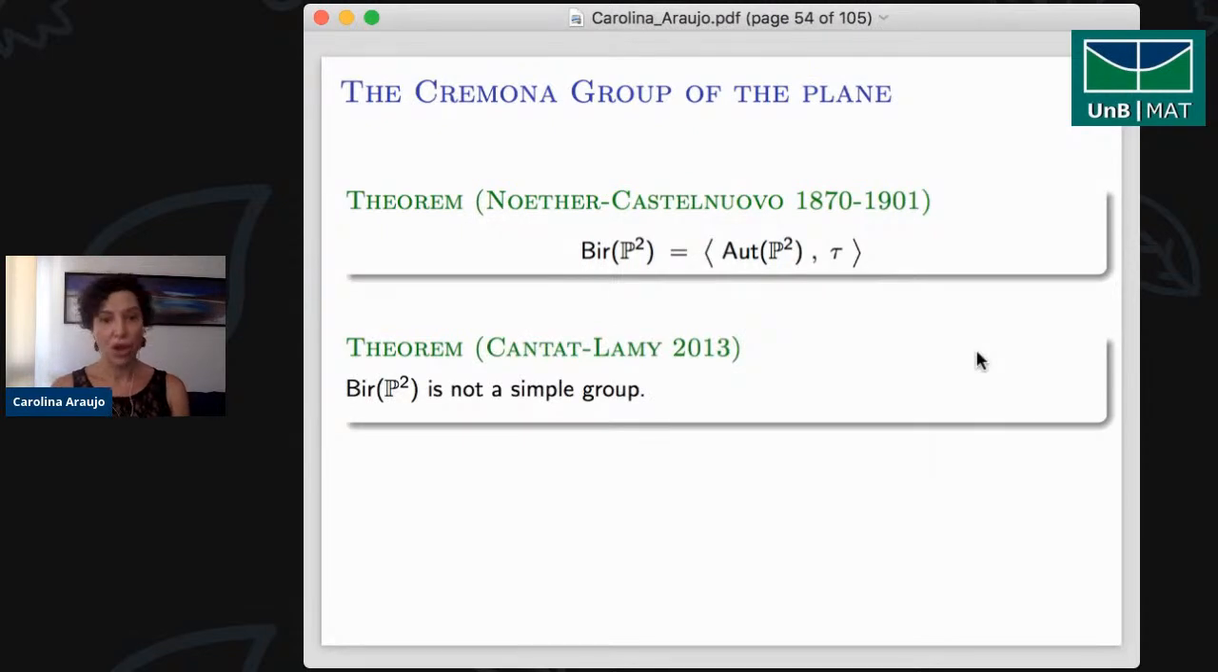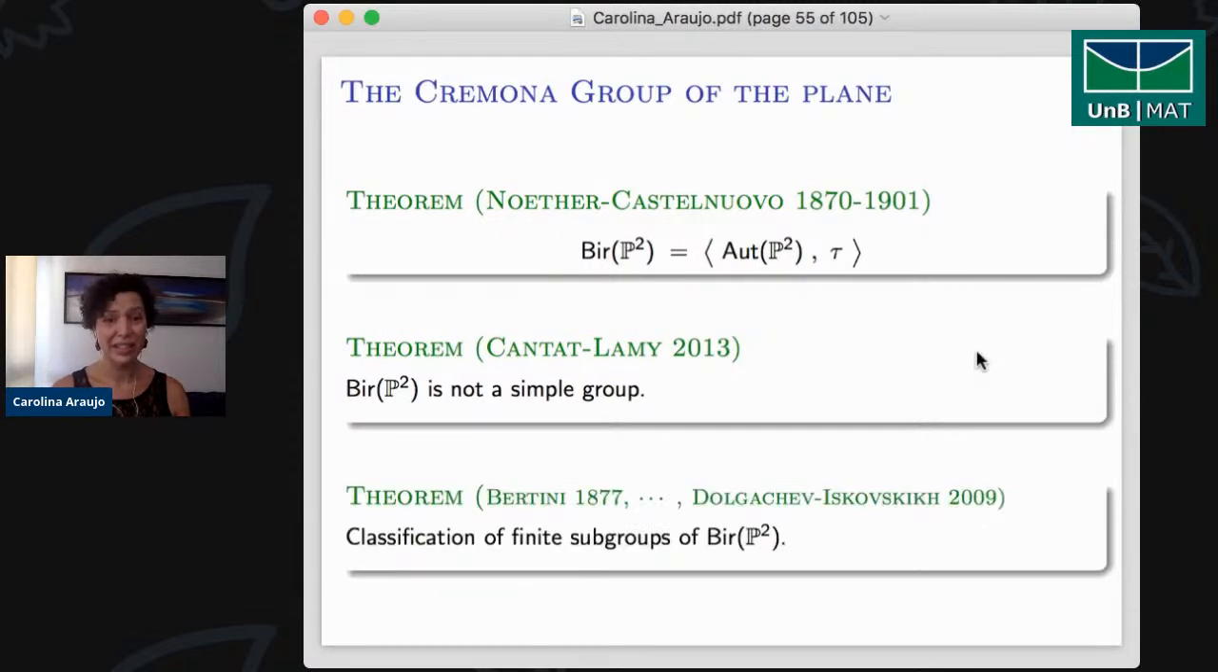So the first one is the question of simplicity. Cantat and Lamy proved in 2013 that the Cremona group of the plane is not a simple group. This problem was over 100 years old. Another problem that started to be considered in the 19th century and was only solved very recently was the classification of all finite subgroups of the Cremona group of the plane. So these are two examples of very basic questions that we could only answer very recently with very strong techniques. And there are also other aspects of the structure of this group that are still not completely understood.